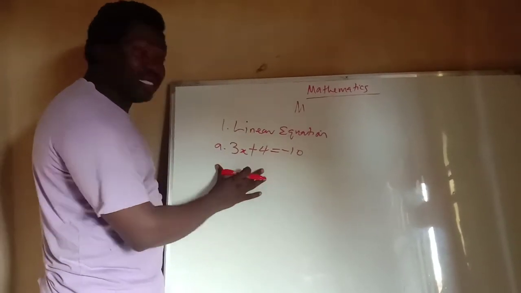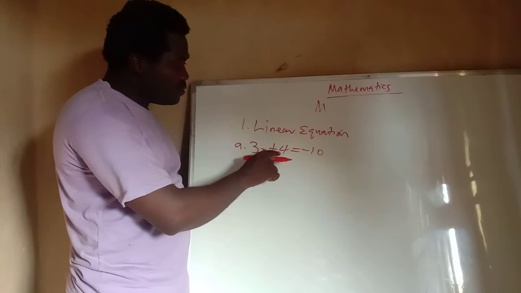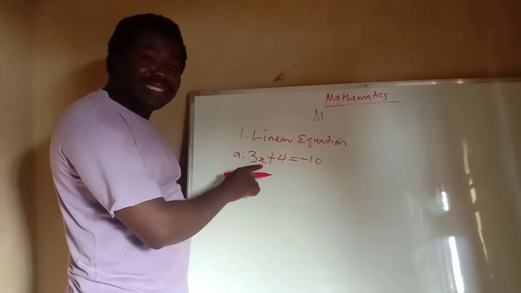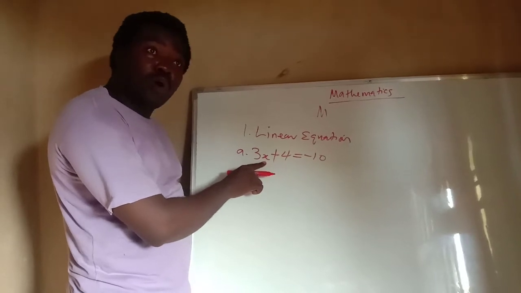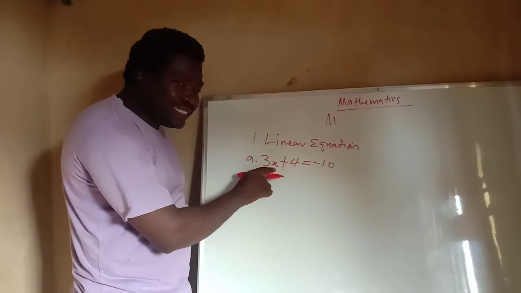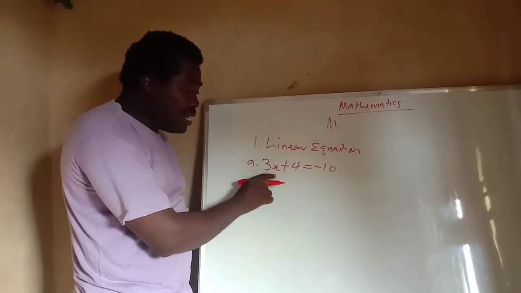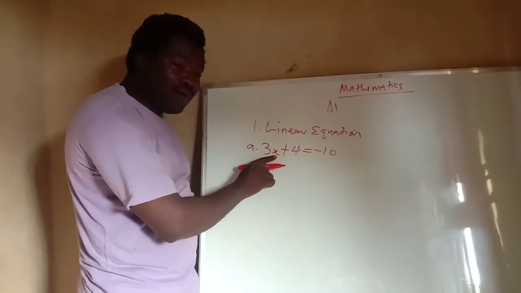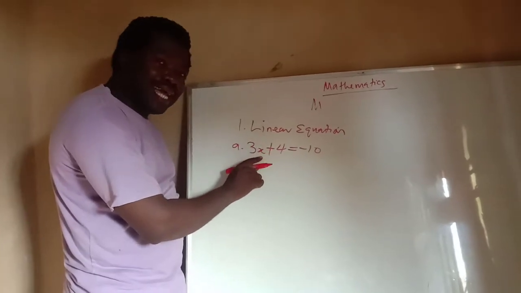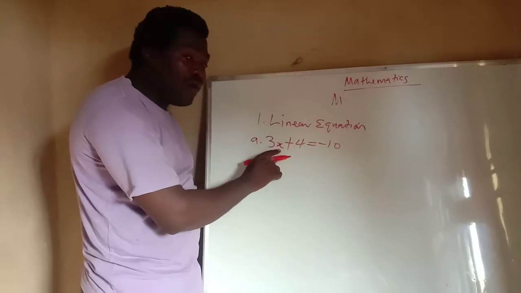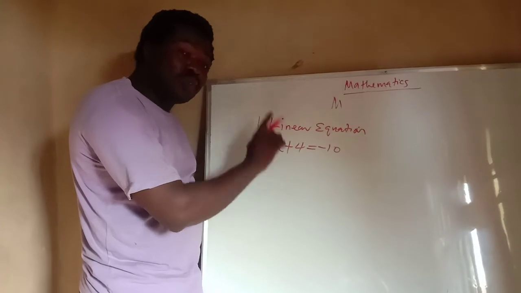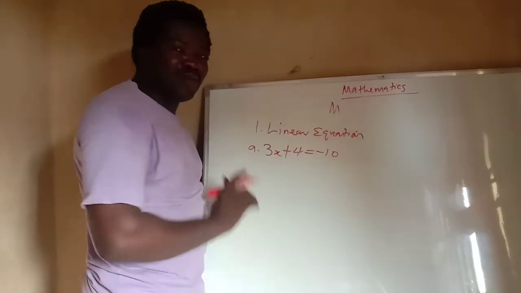So for this equation here, we have 3x plus 4 equals to minus 10. Now, for this 3x, x is a variable, also called an unknown. We don't know the value of x. But it is this x that will let us know whether this is linear or not. The power of x will define whether it is linear or quadratic. If the power of x is 1, it is linear equation.